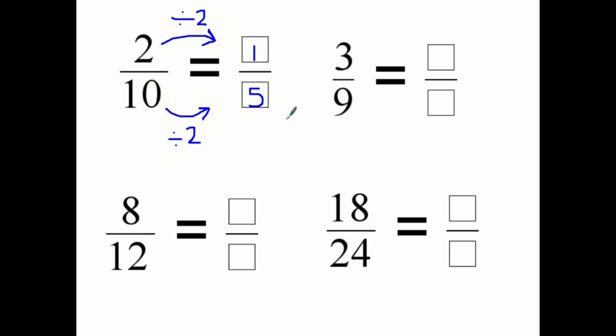And it's also worth bearing in mind that these two are equivalent fractions. So 2/10 is equivalent to 1/5. It would take up the same value. They just look slightly different, but they have the same value.